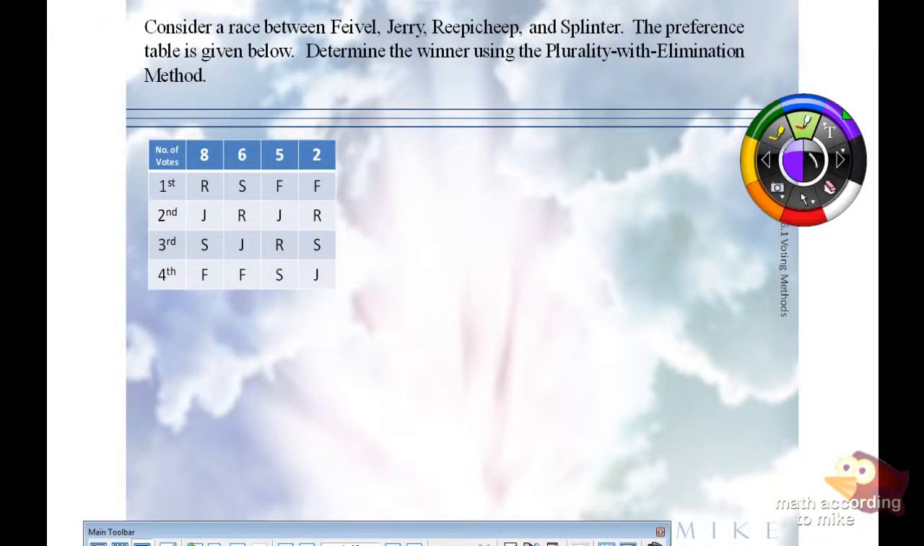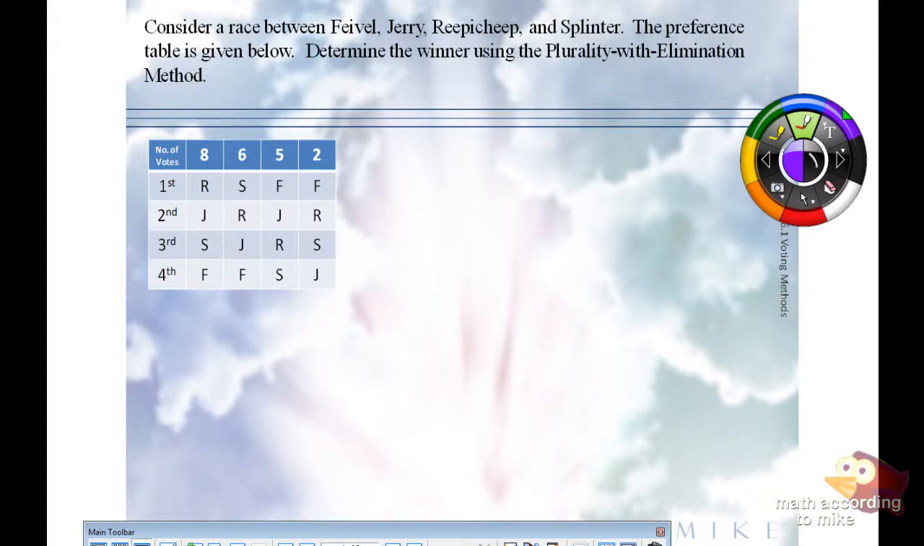Alright, we got a race between Fievel, Jerry, Reepicheep, and Splinter. You should know who all of them are. If not, shame. Shame on you. We're going to determine the winner using plurality with elimination.